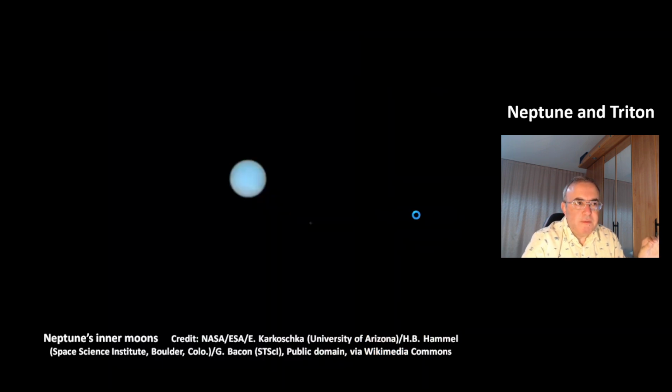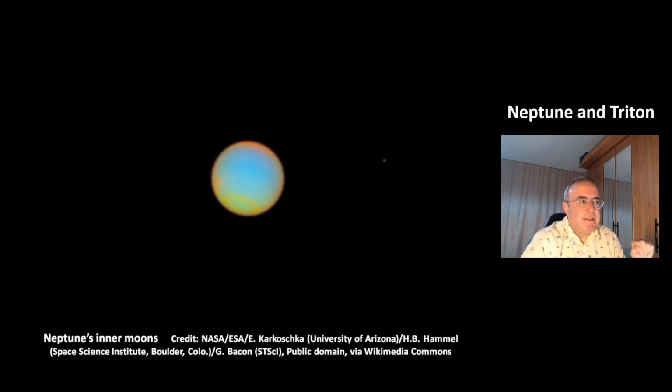This is an animation of Neptune's inner moons. This is a false color image of planet Neptune. It shows the structure in the atmosphere of this planet.